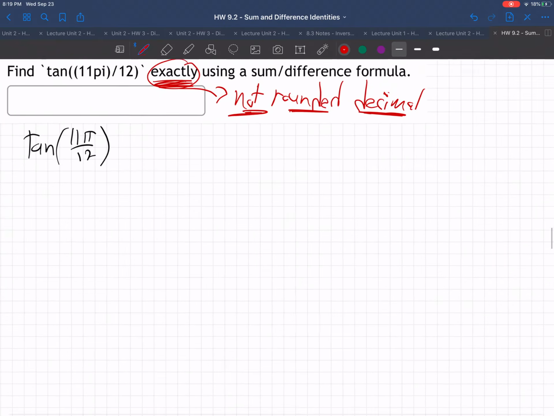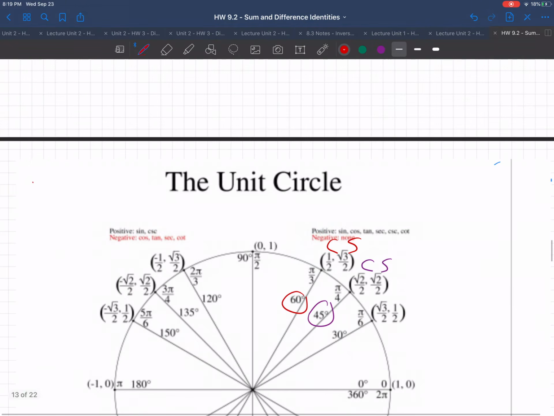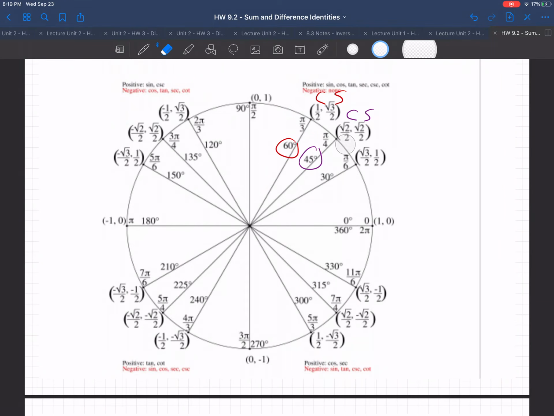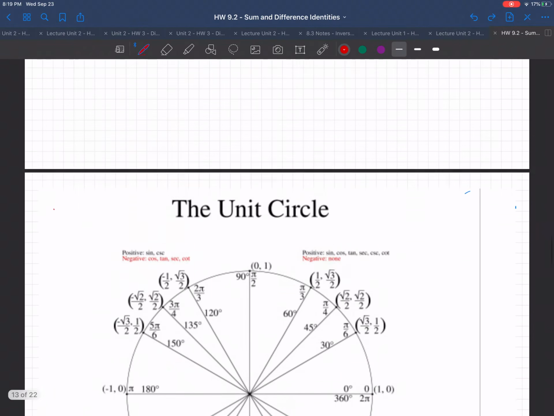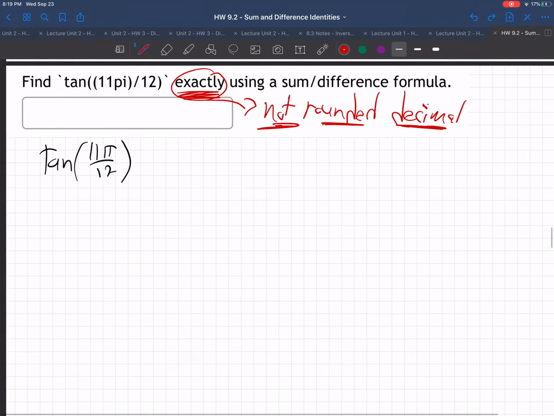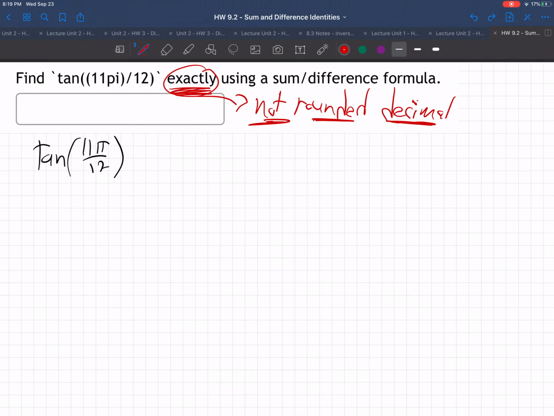We can go to the unit circle and find 11 pi over 12. Here's the unit circle. The problem is there's no 11 pi over 12. 11 pi over 6 is as big as we get. There's 5 pi over 6, but anyway, there's no 11 pi over 12. It just simply isn't there. What are we going to do?